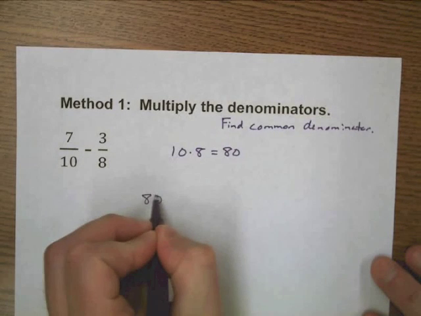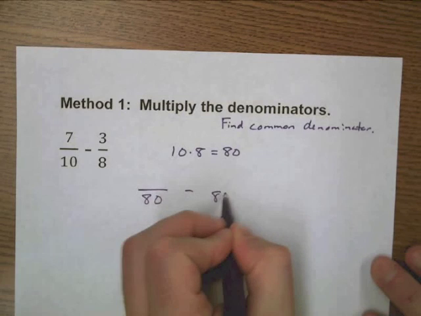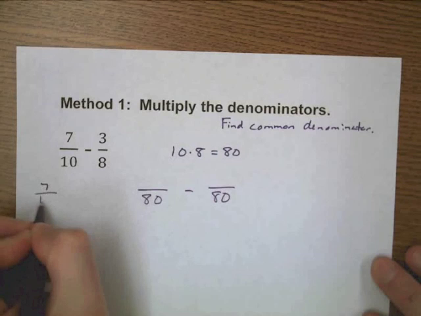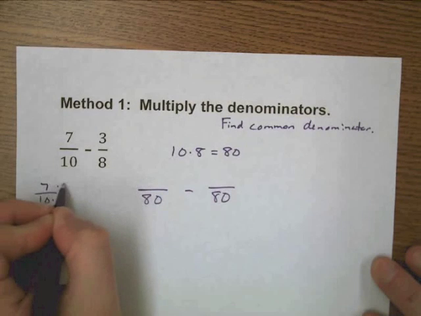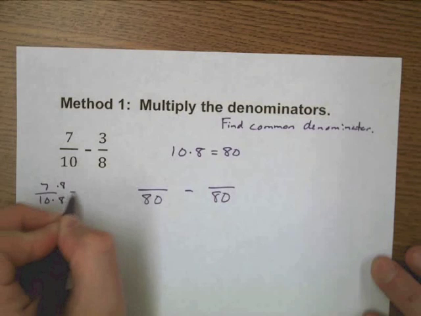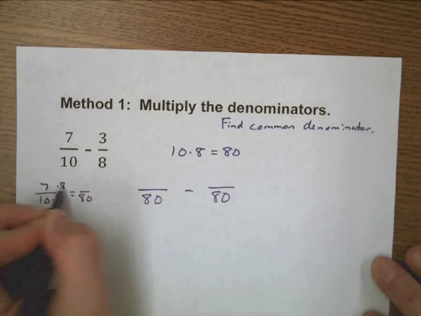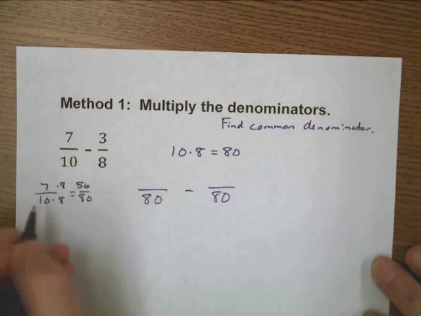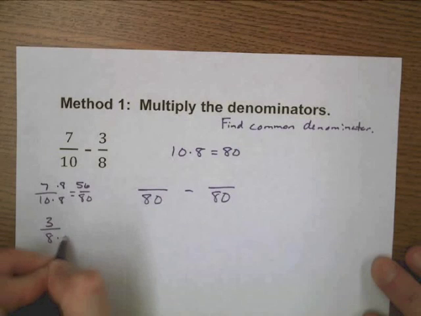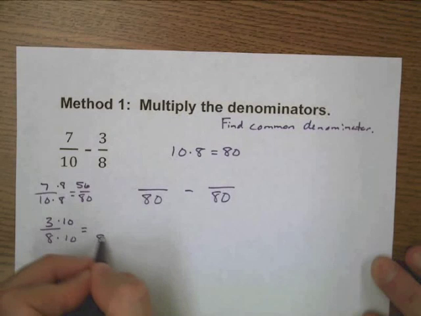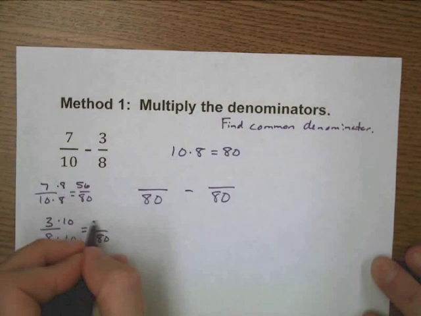I can turn both of these fractions into 80ths. 7/10, multiplied by 8 on the bottom, 10 times 8, gets me 80. And if I do it to the bottom, I do it to the top. So 7 times 8 is 56. And 3/8, I'm going to multiply that by 10. 8 times 10 is 80. 3 times 10 is 30.